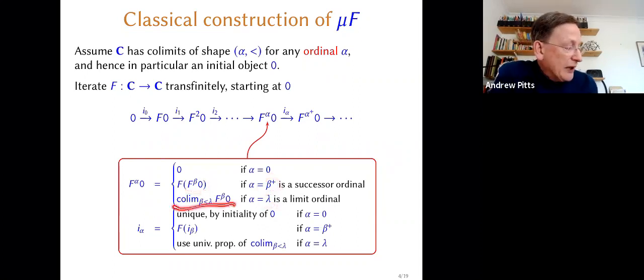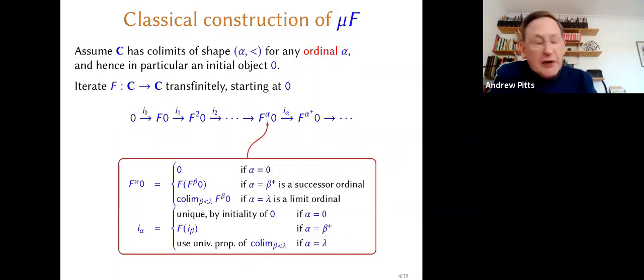And of course, for that to make sense, it's because we've been at the same time building up a sequence of morphisms from one stage to the next. So at the start, that's uniquely determined because 0 is an initial object. And at a successor stage, you just apply the functor to the previous thing, and at limits you use the universal property of the colimit to induce what the morphism is for lambda.